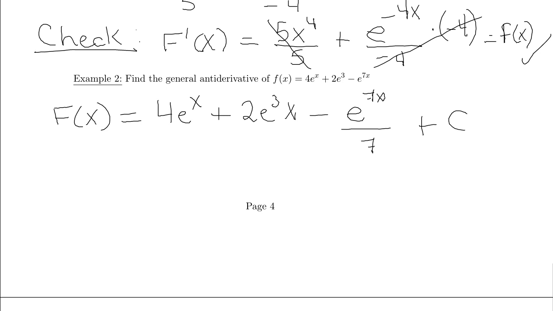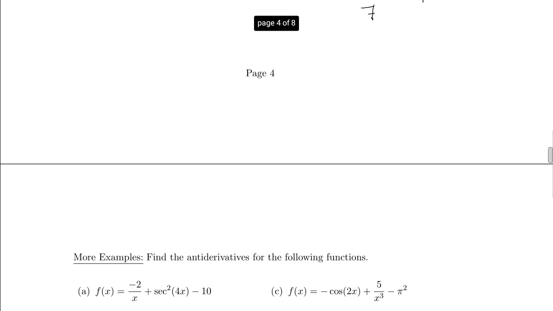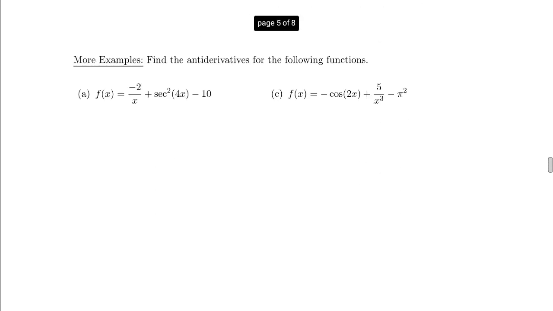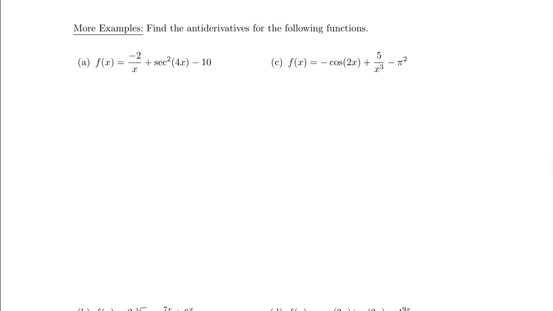I'm not going to do it right here, but you should check the answer. So take the derivative of this capital F of x and make sure you get little f of x in return. So a couple more examples here. We're on page 5 of the notes now. We want to find the antiderivatives for the following functions. I'm going to just put a little divider there.